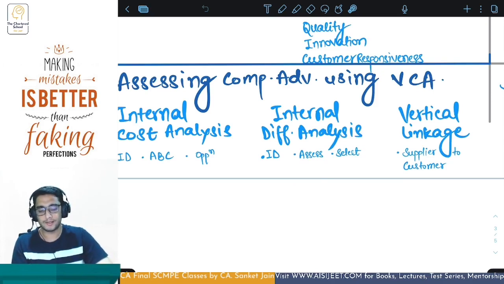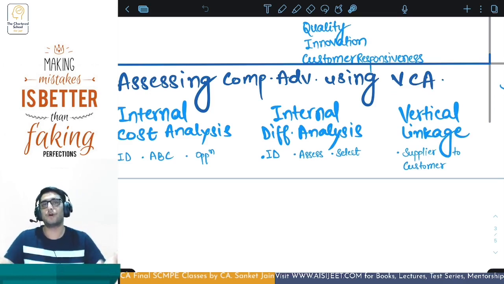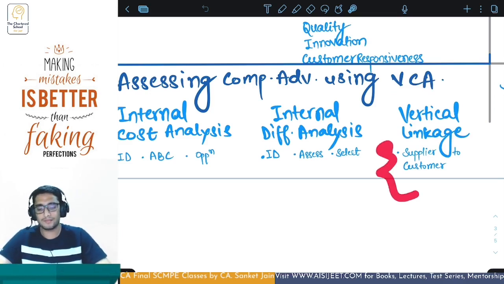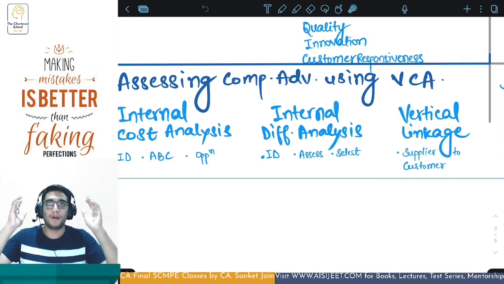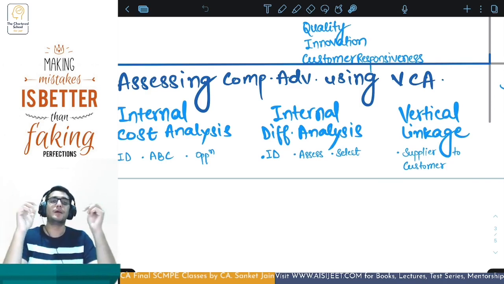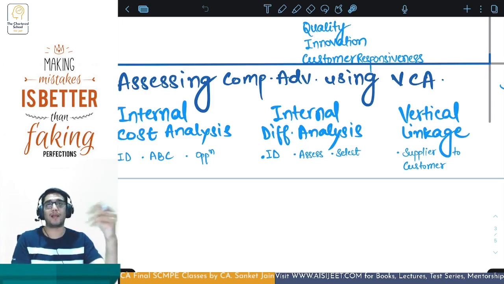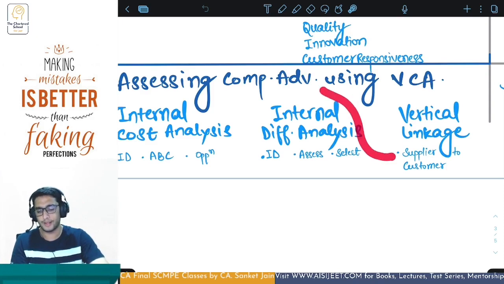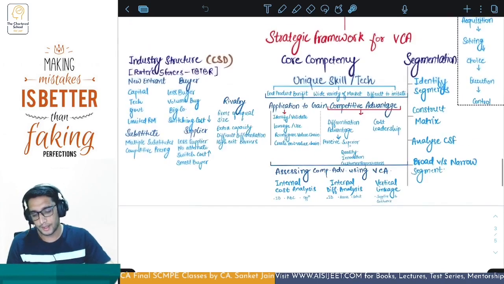Third is vertical linkage analysis, which tells you that not just internally but externally also you can assess competitive advantage, like from supplier to customer, there is a linkage. Supplier can provide you certain things which can prove to be a competitive advantage for you. Let's say information. Based on this information that the supplier can provide, you could try to reduce the cost, use certain material which can improve your quality as well as reduce the cost. Again, this leads to a competitive advantage, right? So supplier can help you, customer can help you with the information. That is vertical linkage analysis.